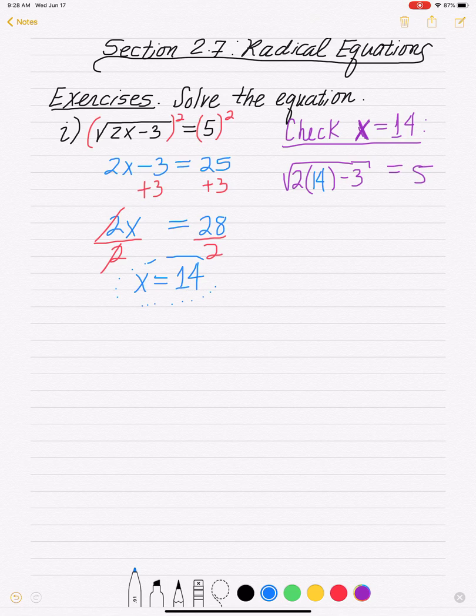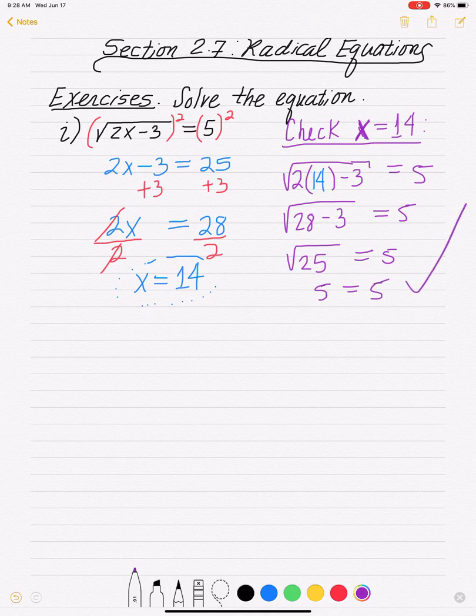We write down the square root on the left side and do order of operations. 2 times 14 is 28, so we have 28 minus 3. Is that equal to 5? Well, 28 minus 3 is 25, and the square root of 25 is 5. So it's 5 equals 5. It checks out, so we keep the solution. We have one solution here: 14.